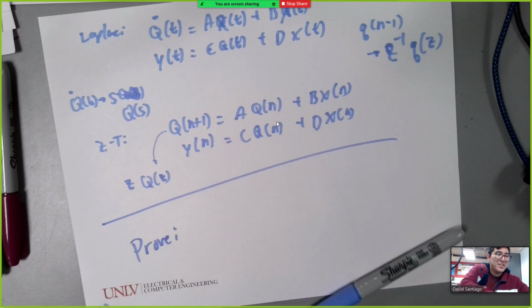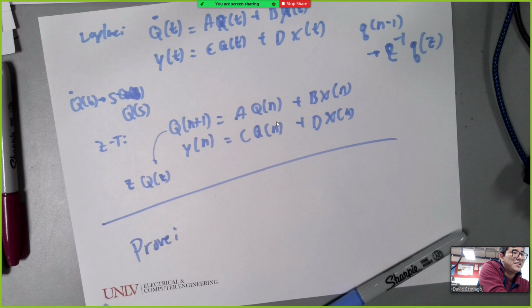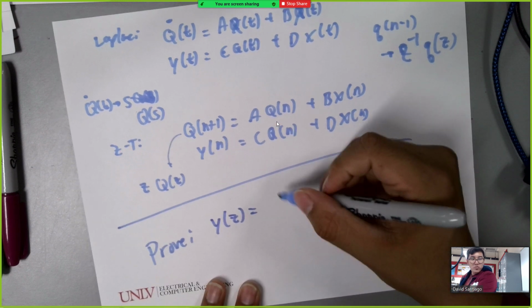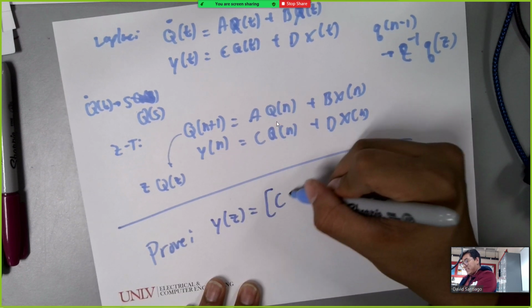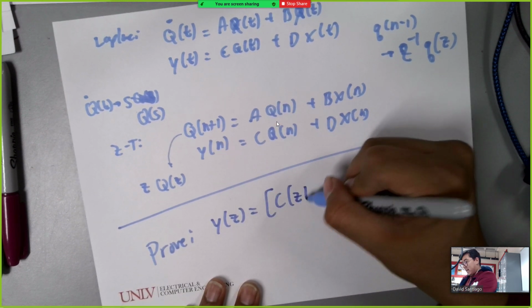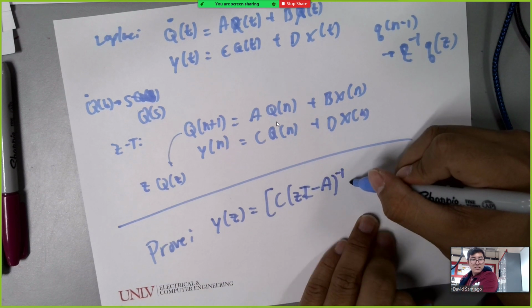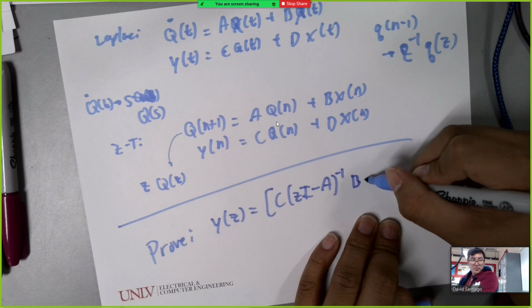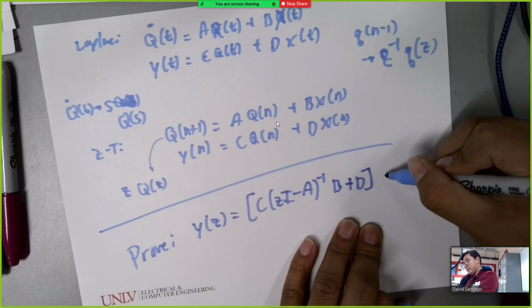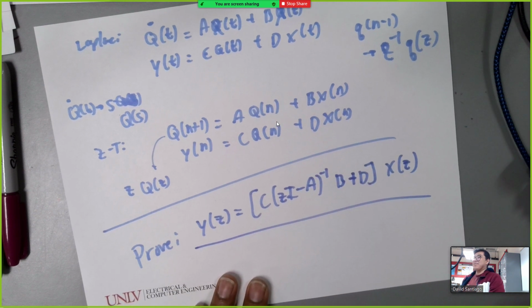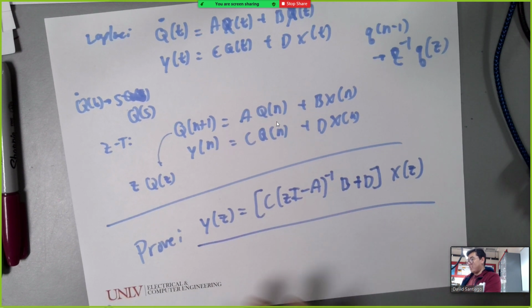And you should be able to prove the following. Oh, there it is. Y of z is equal to c of zi minus a minus 1 b plus d x of z. Okay? That's everyone's homework for today. So prove that on your own.